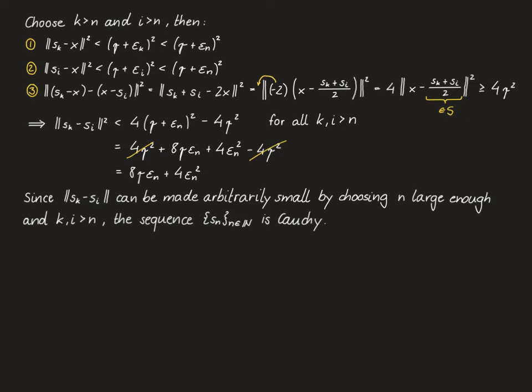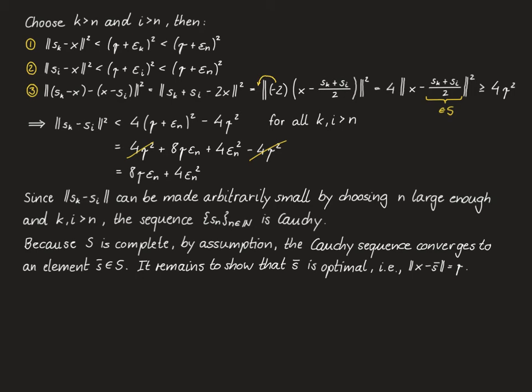Hence, also the non-squared norm of sk minus si can be made arbitrarily small by choosing n large enough and the indices k and i greater than n, which is stating exactly that the sequence Sn is a Cauchy sequence. Because the subspace S is complete by assumption, the Cauchy sequence converges to some element S bar in S.